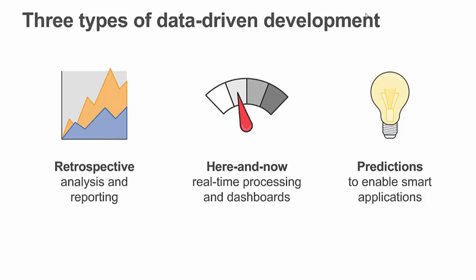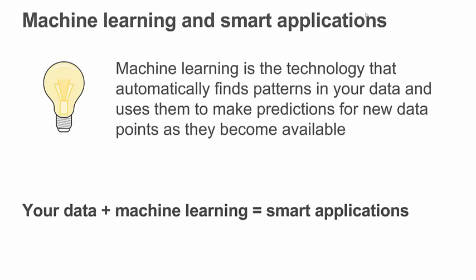There's one more step beyond knowing what is happening here and now. We can use the data we already have to make accurate, actionable predictions about what will happen in the future. We can build a new breed of smart applications using these predictions. Machine learning is becoming an increasingly important tool to build advanced data-driven applications.